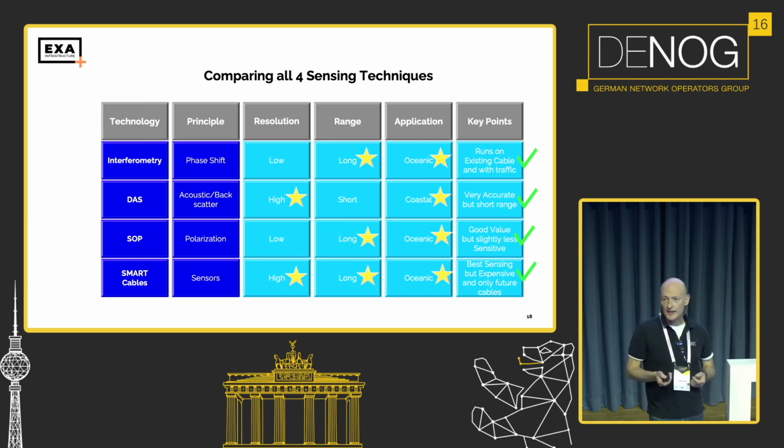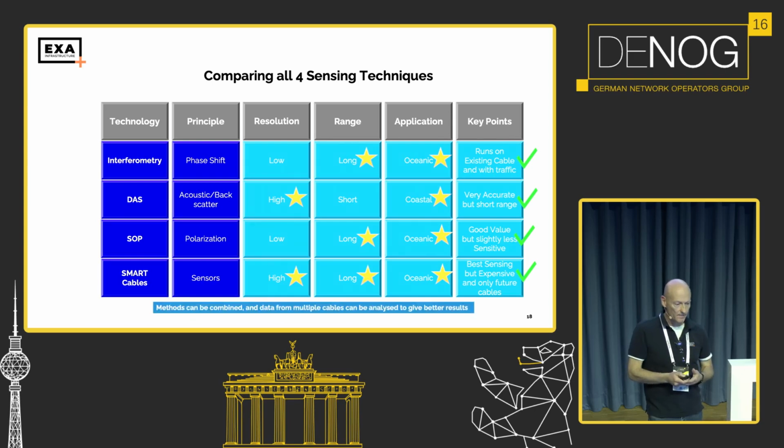Interferometry runs on existing cables alongside existing traffic. DAS is very accurate, but it's short range. State of polarization is very good value, but it's slightly less sensitive than the other methods. And smart cables are the best at sensing, but they're expensive and they're only good for future cables. The methods could be combined, or data from different cables could be collated together to get better results or to do some kind of triangulation.